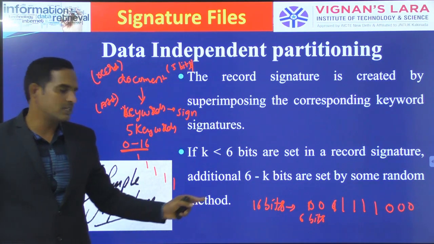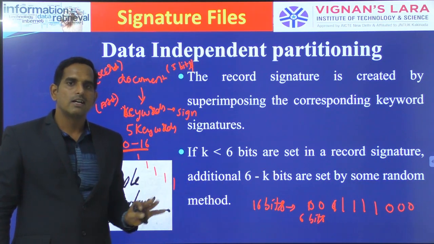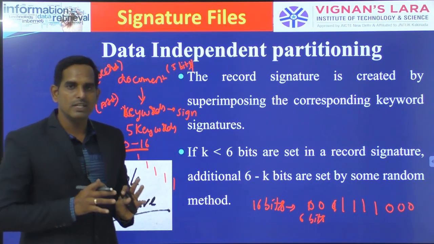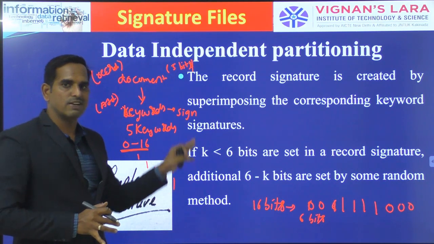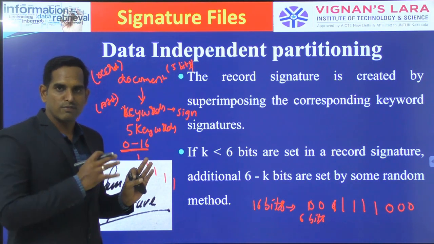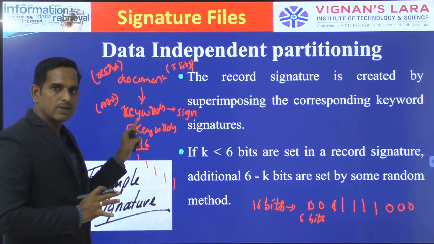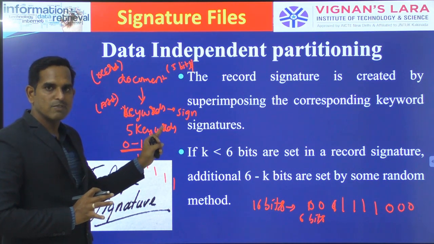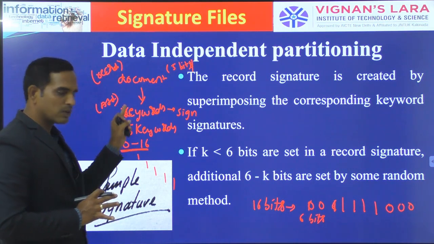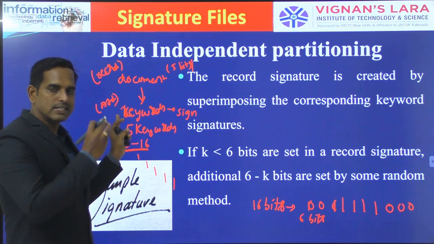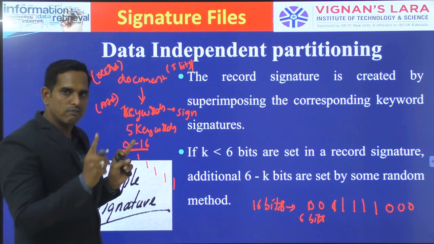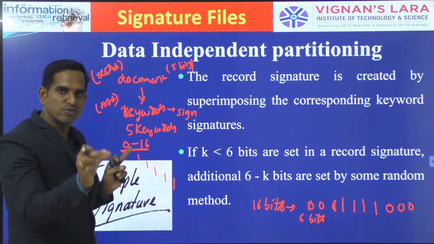Out of the 16 bits in your document signature, at least 6 bits have to be set. That is the rule we are taking for this particular method. So I think you remember, you are taking your document. For that document, you will be having a set of keywords. For the keywords, we are going to perform the hashing function, and the hashing function will map to only one particular value between 0 to 15.